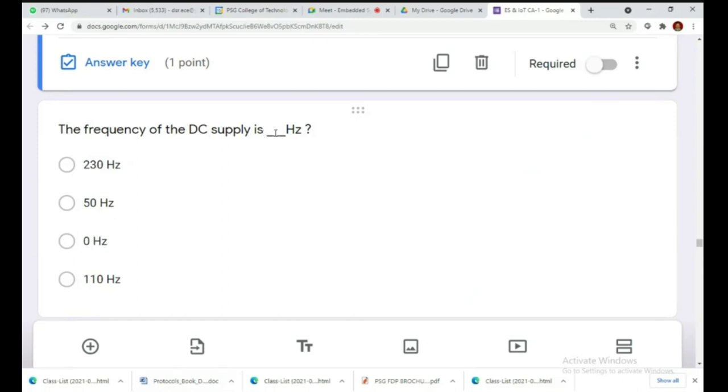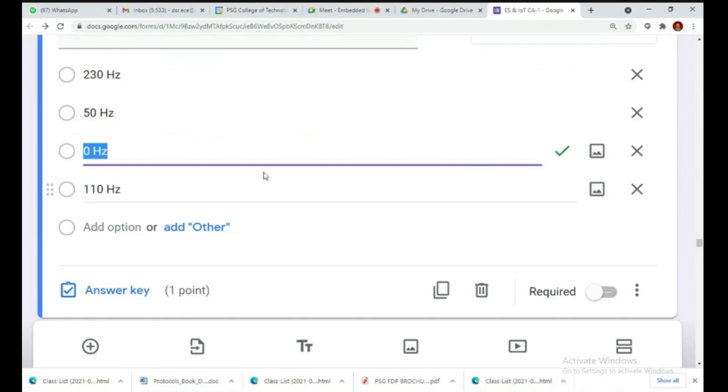The frequency of the DC supply is dash Hz. There is no frequency for a DC signal, that we all know. So the frequency of the DC supply is 0 Hz, which is the right answer. For an AC 230 volt it is 50 Hz, but for a DC there is no frequency, right? So the frequency of the DC supply is 0 Hz.